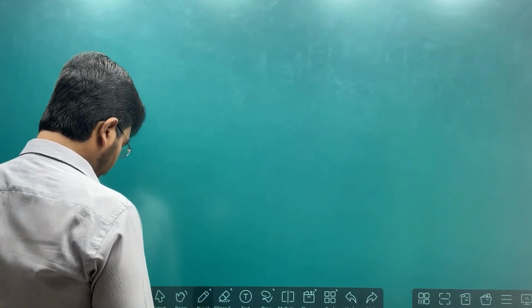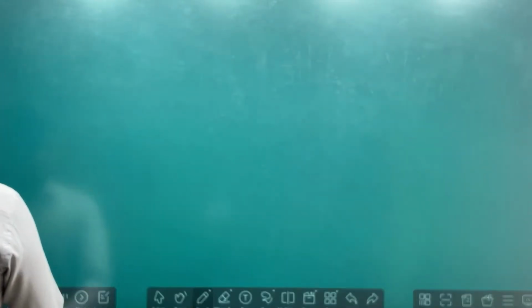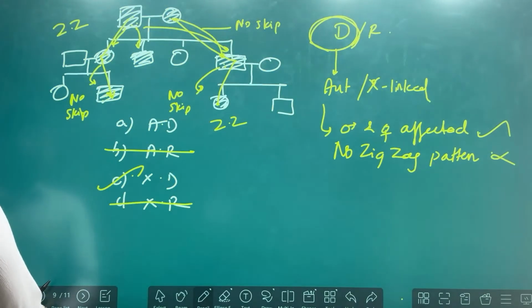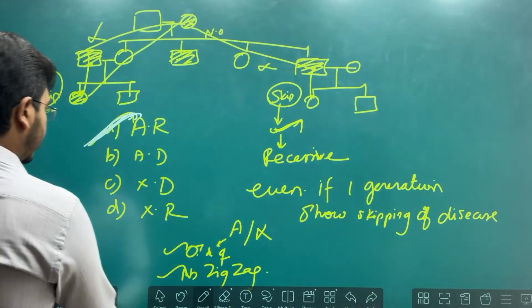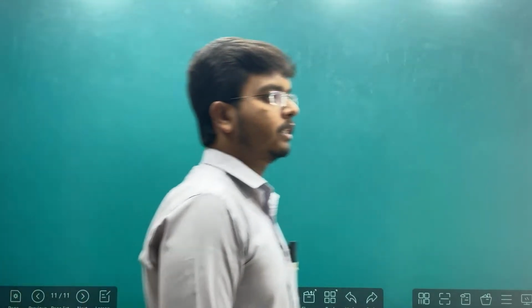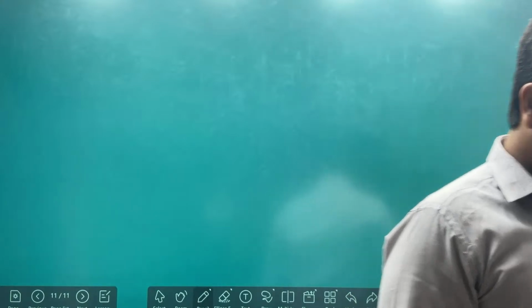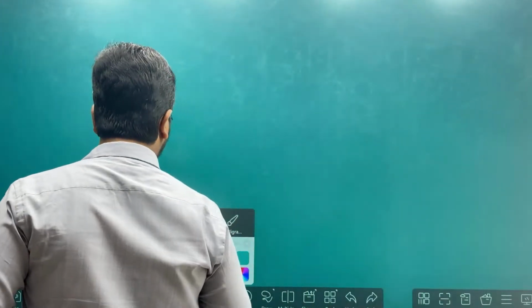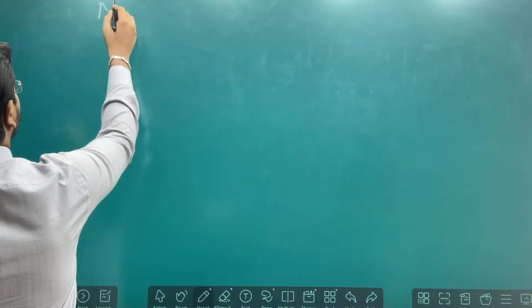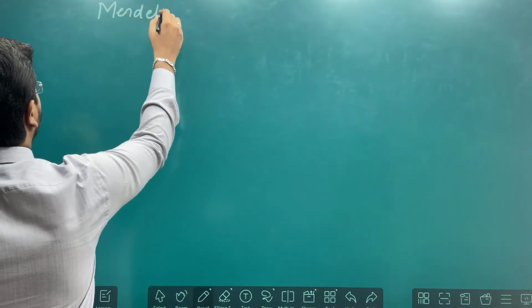Okay, guys. So this is how a pedigree analysis occurs. This is how pedigree analysis works. Based on this, I have explained 2-3 questions to you. Okay, now let me go with disorders. Let me talk about disorders. What are the 2 types of disorders? One is Mendelian disorder.